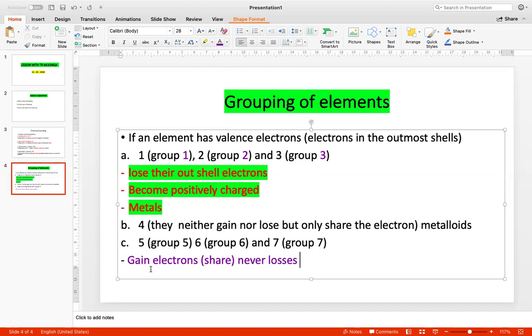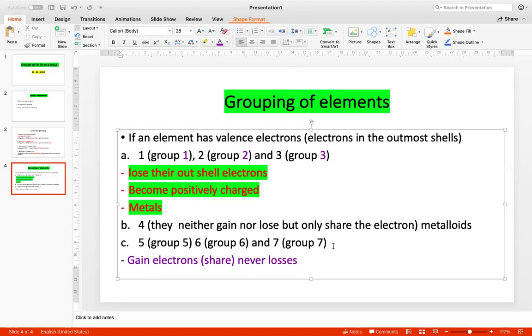So group 5, such as nitrogen, group 6, such as oxygen and sulfur, group 7, such as chlorine, iodine, bromine, fluorine. These guys, they can only share or gain, and they can never lose. They can only share and gain.